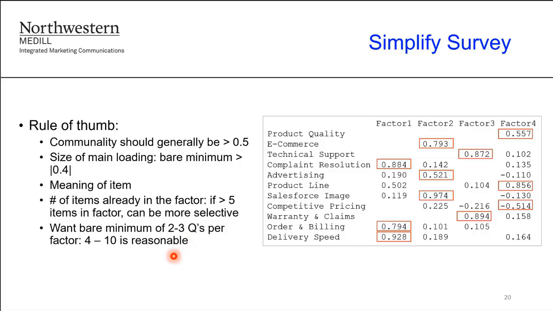And how about the next one? The final rule of thumb is you want to consider the number of questions per factor, okay? So we want a bare minimum of 2 or 3 questions per factor, okay? So when simplifying a survey, you may want to consider more than one rule of thumb to decide which variables you want to drop or which variables you want to keep.